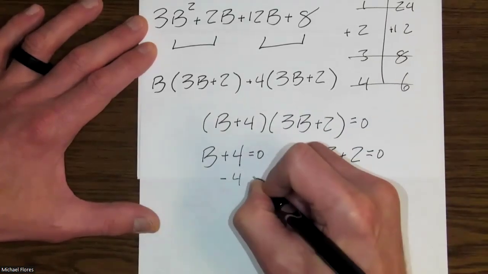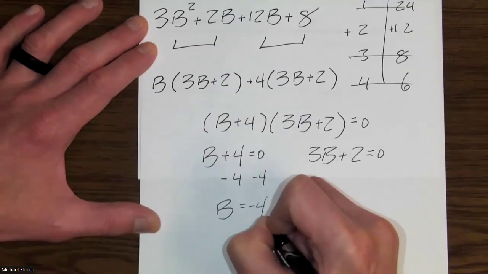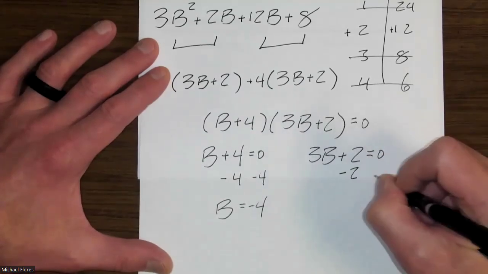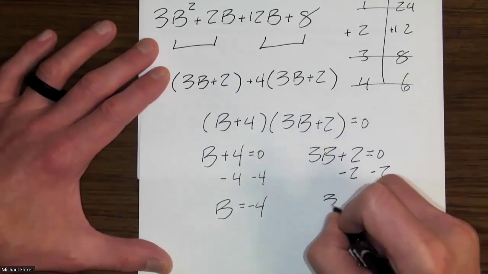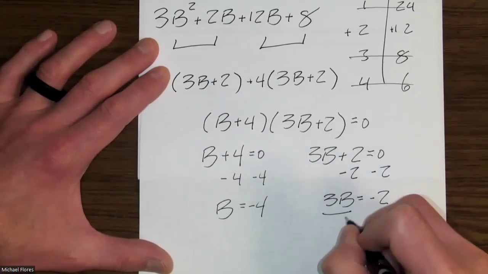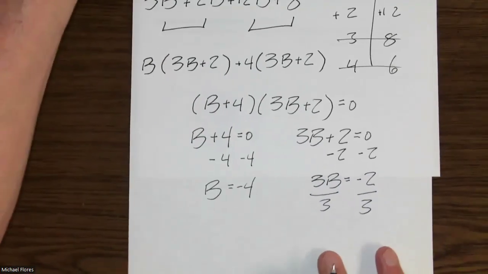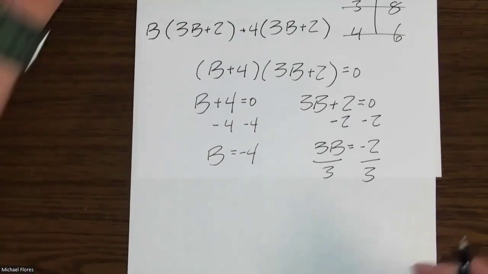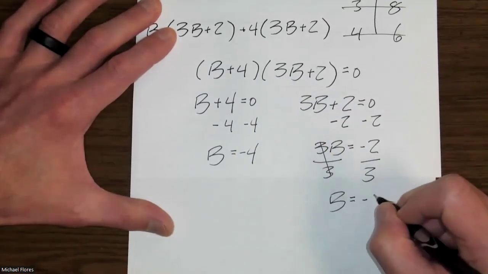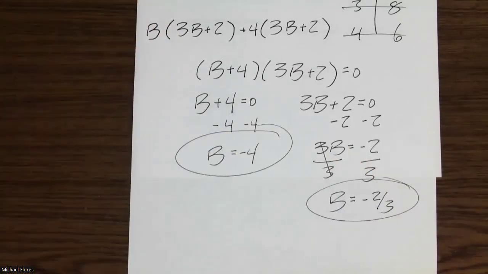I bet y'all figured these out right here. These are pretty easy. One of our solutions is negative 4. This one's a little bit different, though. Let's subtract 2 from both sides. And now you have to divide away the 3, leaving us with negative 2/3. Those are our final answers.